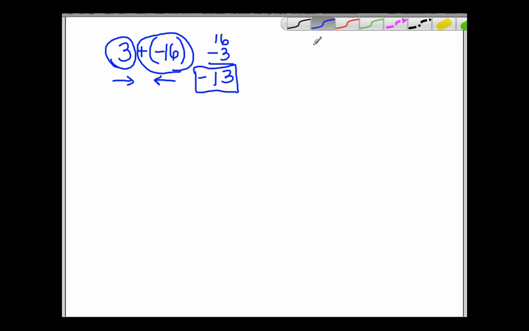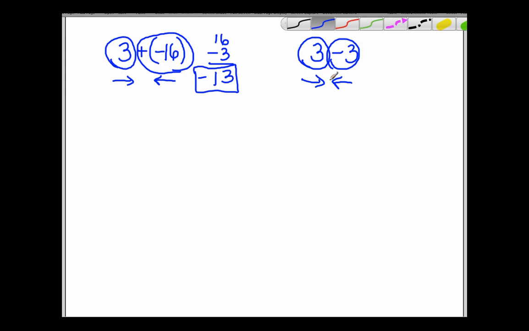Okay, let's do one more. I have 3 subtract 3. Circle the number and anything that comes before it. I have 3. Starting at 3, not taking any opposites, so it's right pointing, positive. Starting at 3, taking the opposite of 3, which is negative 3, and that is left pointing.